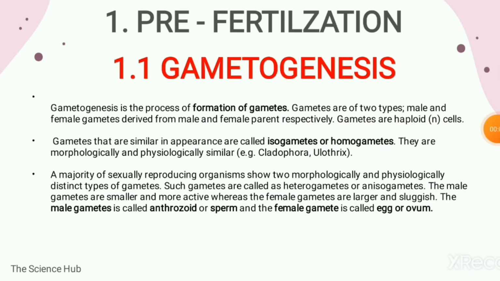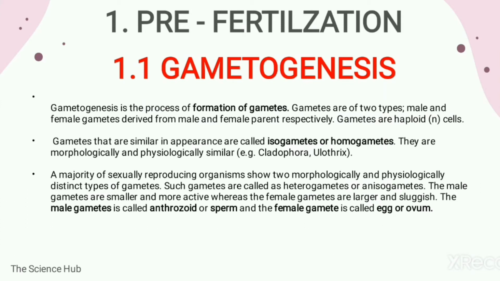First event, that is pre-fertilization, which involves gametogenesis and gamete transfer. Gametogenesis. It is a process of formation of gametes. Gametes are of two types, male and female. Gametes are haploid cells. Isogametes और homogametes वो होते हैं जो दिखने में morphologically यानी कि बाहर से और physiologically same होते हैं. Examples, cladophora and ulothrix.